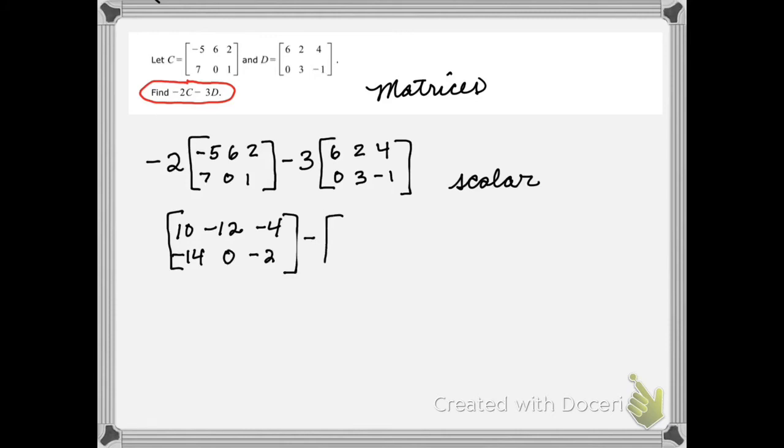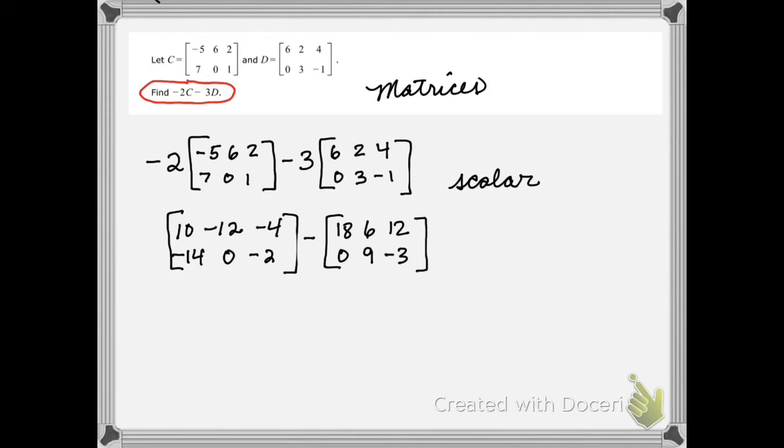Then we can do the same thing here with the minus 3. I'm going to hold this minus and just bring it down here, and then multiply this matrix by 3. So I'm not going to multiply by negative 3. I'll just hold on to the minus for now. So that'll be 3 times 6 is 18, 3 times 2 is 6, 3 times 4 is 12, 3 times 0 is 0, 9, and negative 3.